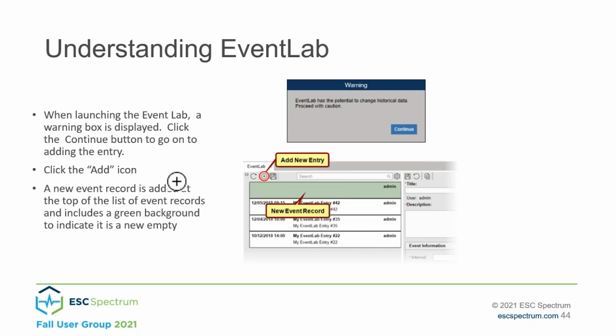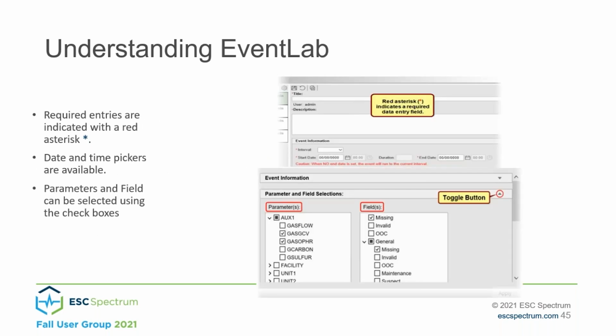I have a screenshot here. When you add that new entry, it looks a lot like our logbook entry. So when you make that new entry, you need to fill in everything with a red star on the right side of the screen. And once you've done that, you've selected everything.